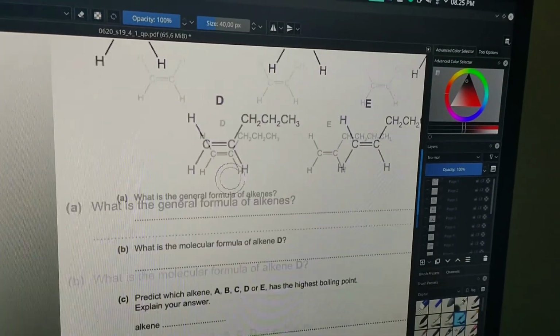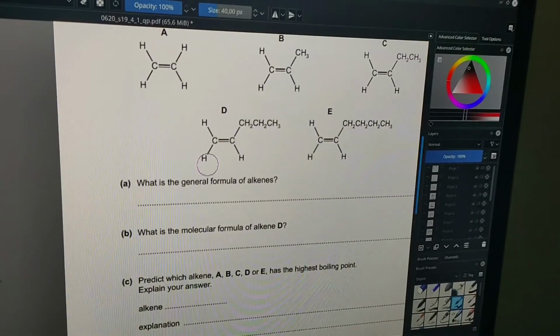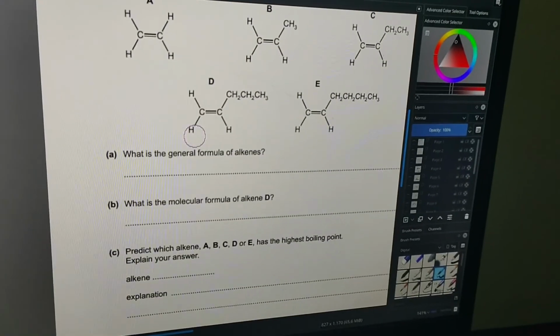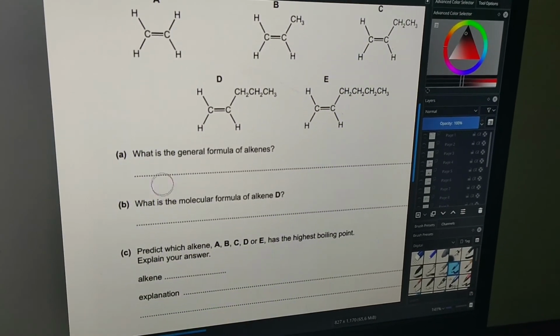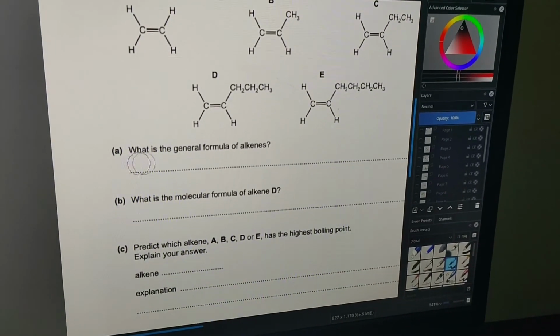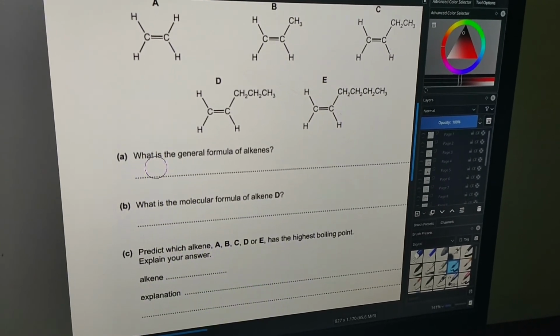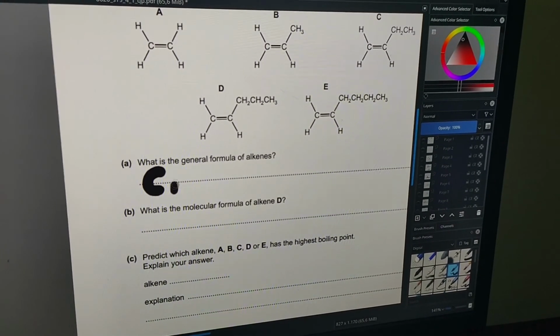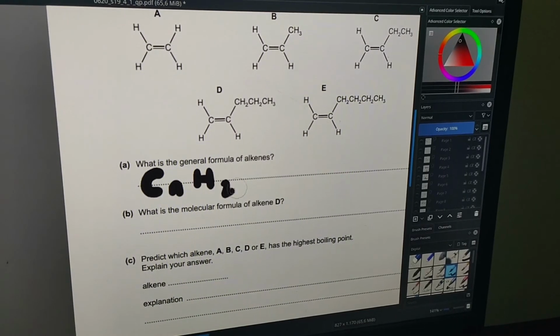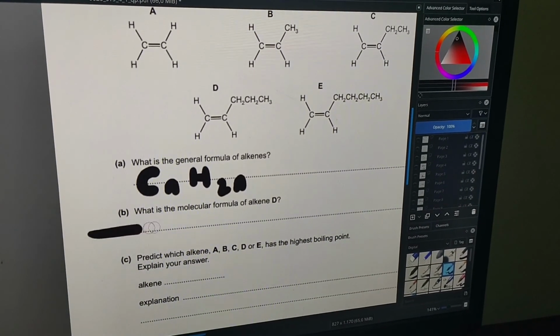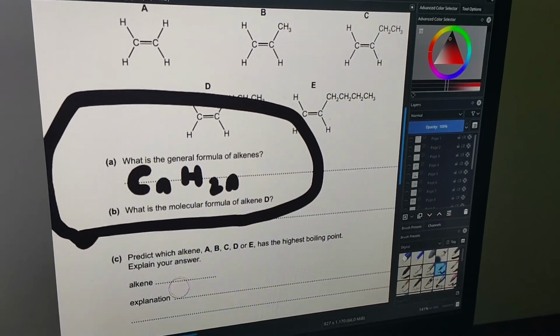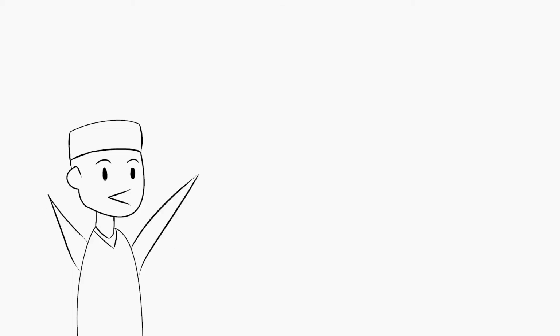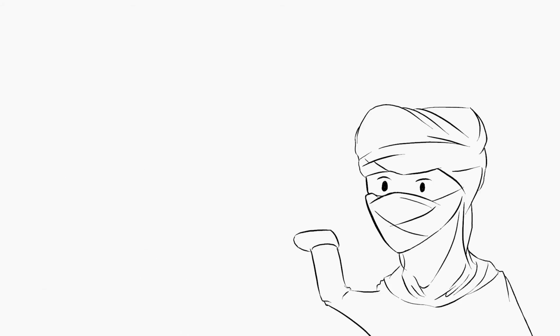Okay, so this is the next question. As you can see right here, we have: what is the general formula of alkenes? It's pretty simple. You just need to write CnH2n. So yeah, that's it. Next up, it will be explained by this guy.